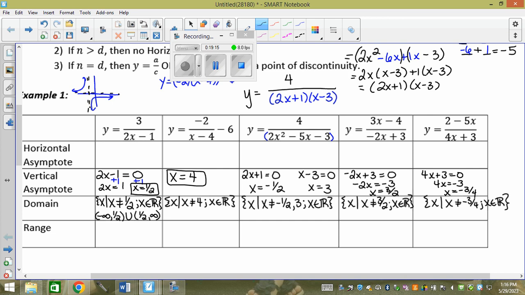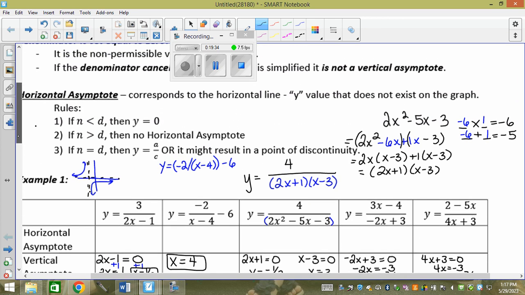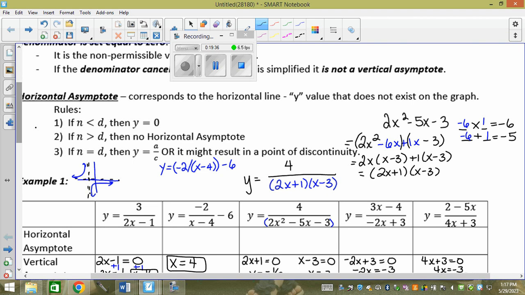Then we're going to do horizontal asymptotes. Horizontal asymptotes are based off of rules. They're actually based off of limits as you approach infinity or negative infinity in calculus, but you don't have that, so it's off of rules. So, n represents numerator, d represents denominator, and we're looking at the numerator degree and denominator degree.